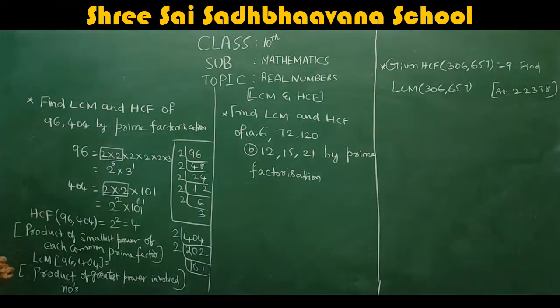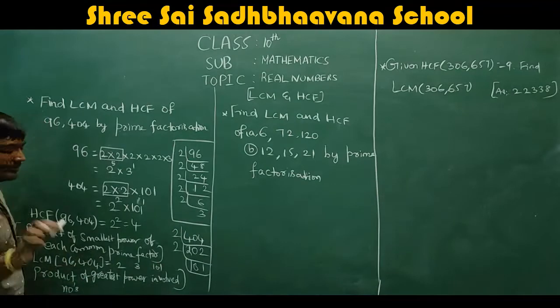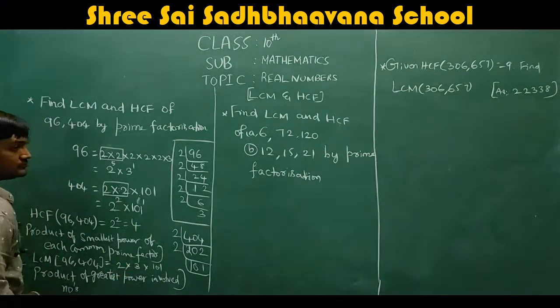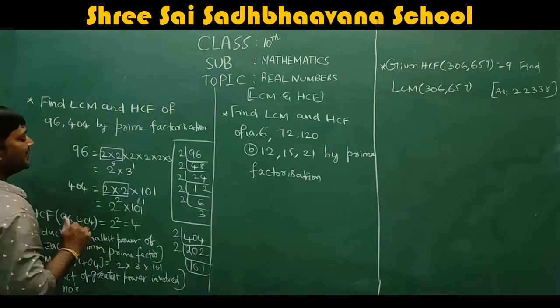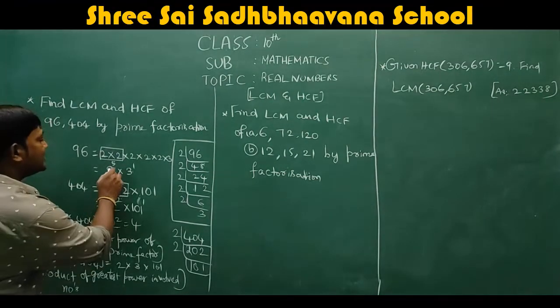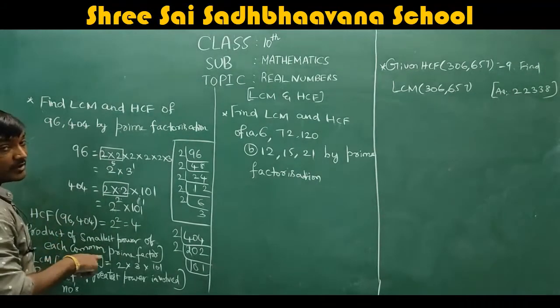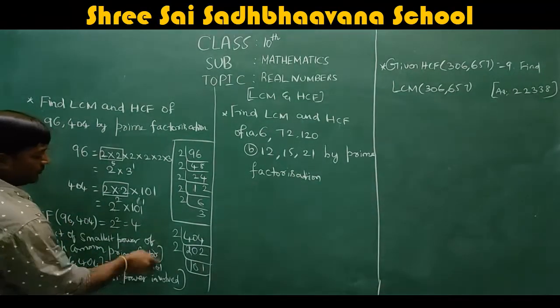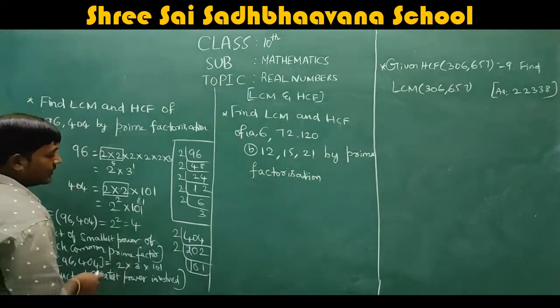Now LCM. How to find LCM? I will tell you an easy method to find LCM. First write the numbers. How many numbers are there? 3 numbers. Write the 3 numbers, put into, the multiplication symbol. After putting the multiplication symbol, you just check the powers of all this. One time only you have to write. I told you clearly, you cannot repeat the numbers. So 2 I wrote one time, 3 one time, 101 one time.